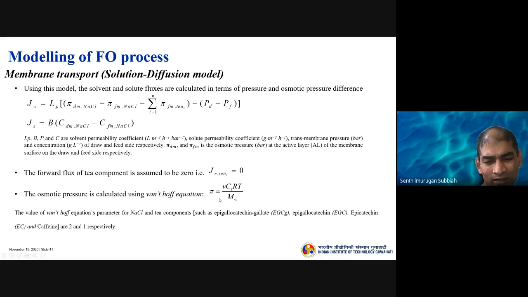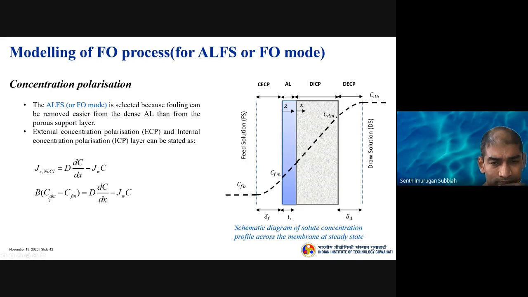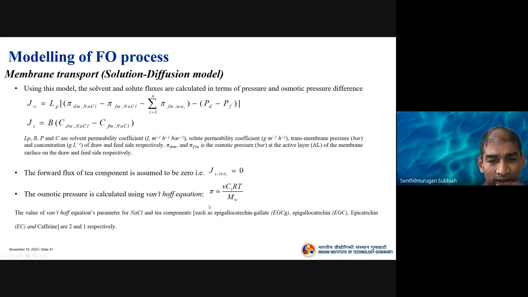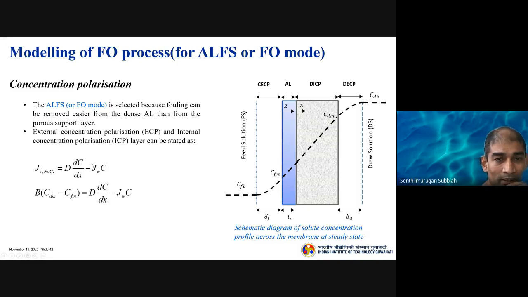There are other models that are also available that can be used. Right now, my student is also trying to develop another model for the tea solution. Whatever osmotic pressure is reported for sodium chloride can be adopted, but for tea there is no reported data, so she is trying to develop a model for that. And when we talk about the mass balance in the film, this is a standard film theory model: the net flux of sodium chloride, which passes from the draw solution to the feed side, has one part that is the diffusion phenomenon, and another that is the convection phenomenon.